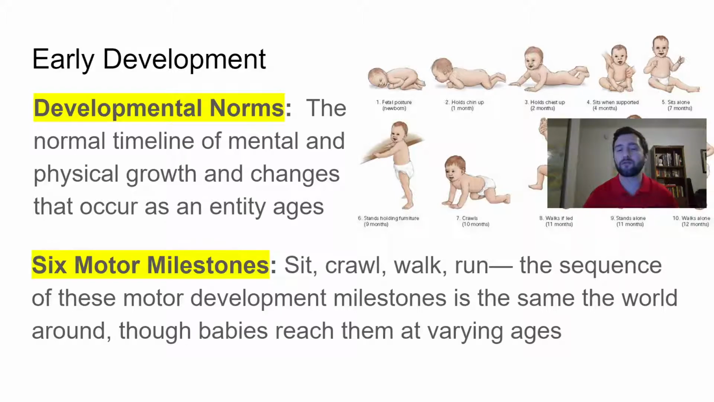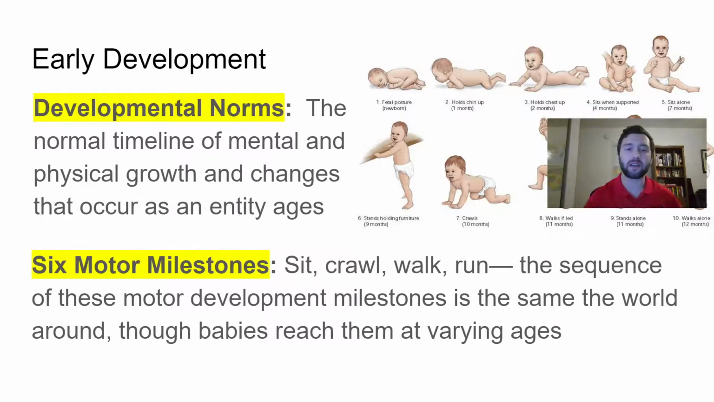So our 6 motor milestones, there's 4 big ones, which are sitting, crawling, walking, and running. This is the sequence of development that we see across all children. Basically, every child will go through the same milestones of growing up, right? Before they can crawl, they'll learn to sit. Before they can walk, they'll learn to crawl. Before they can run, they'll learn to walk. So as they go, we'll see the same kind of milestones.